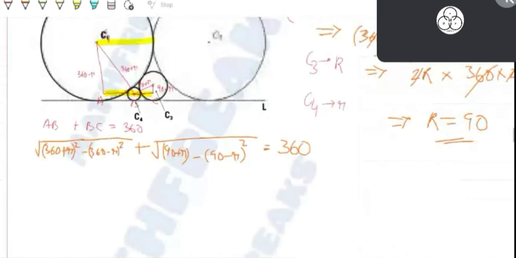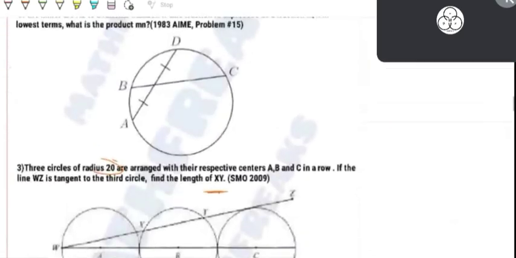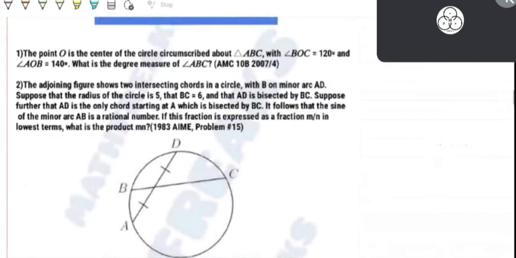Solve r from here. I'm not solving, I'm just giving you the answer. r equals 40. This is the answer. Now we're left with the last question, which is definitely not the last. This was the second question, but we didn't solve it because this is a tough one.